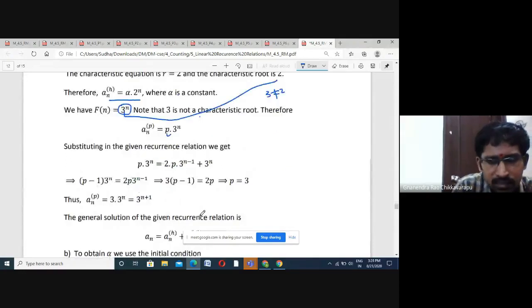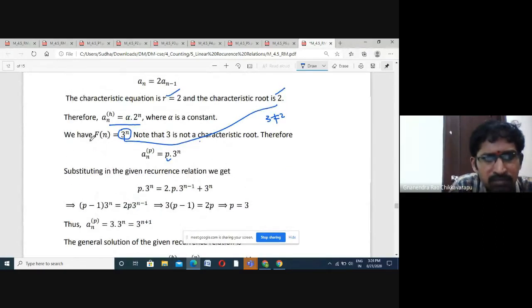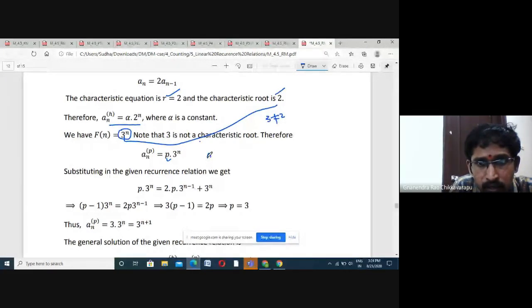Is it clear? If f(n) is equal to 3^n, and 3 is not a characteristic root, you should take a_n^(p) equal to some constant times 3^n. You are free to choose the constant, it may be a also, no problem. What will happen if this 3 is a characteristic root? You need to write an extra factor n^s, where s is the number of repetitions of the root. Here 3 is repeated 0 times, so you write n^0, which means 1.